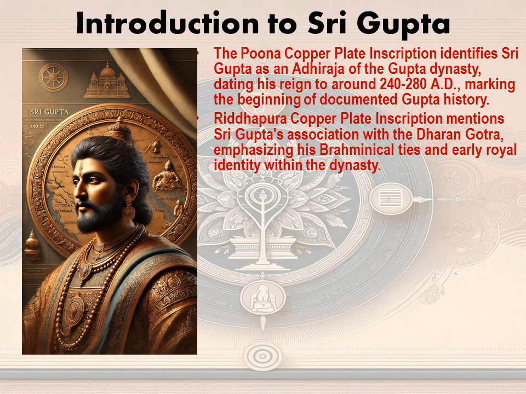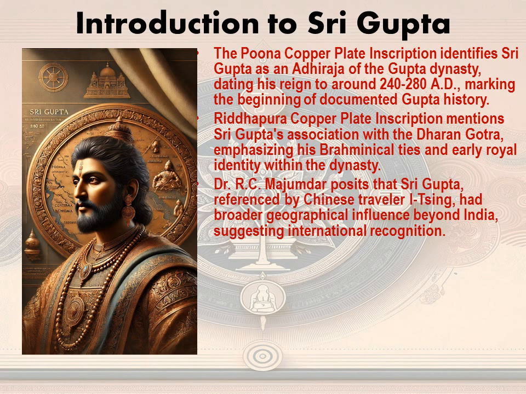Riddhapura Copper Plate inscriptions mention Sri Gupta's association with Dharan Gotra, emphasizing his Brahmanical ties and early royal identity within the dynasty. So he has been associated with Dharan Gotra according to the Riddhapura Copper Plate inscription, and thus we get a Brahmanical lineage in his heredity and also an early royal identity within the dynasty.